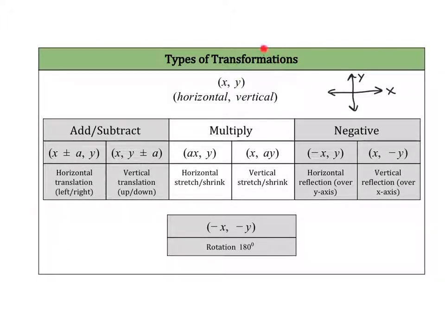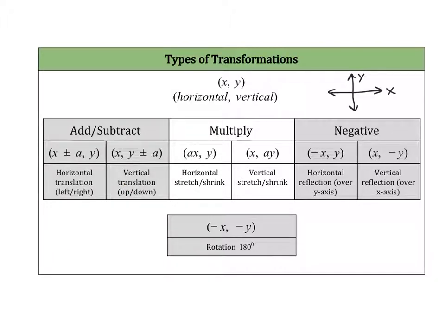So one way you can transform a figure is by adding or subtracting to your coordinates. Here you can see we have x plus or minus a, and that we call a horizontal translation. It essentially just moves your figure left or right. Anytime you add or subtract to your y value, it moves your figure up or down, and we call that a vertical translation. So translation is just a fancy word for shifting your figure.